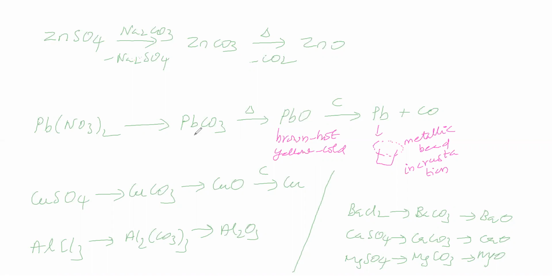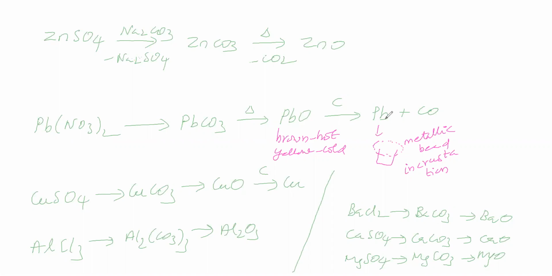The rest are colorless. Lead carbonate is colorless, lead nitrate is colorless, sodium carbonate is colorless. Only this is gray in color. It will not be present in the cavity. It is present above and around the cavity.